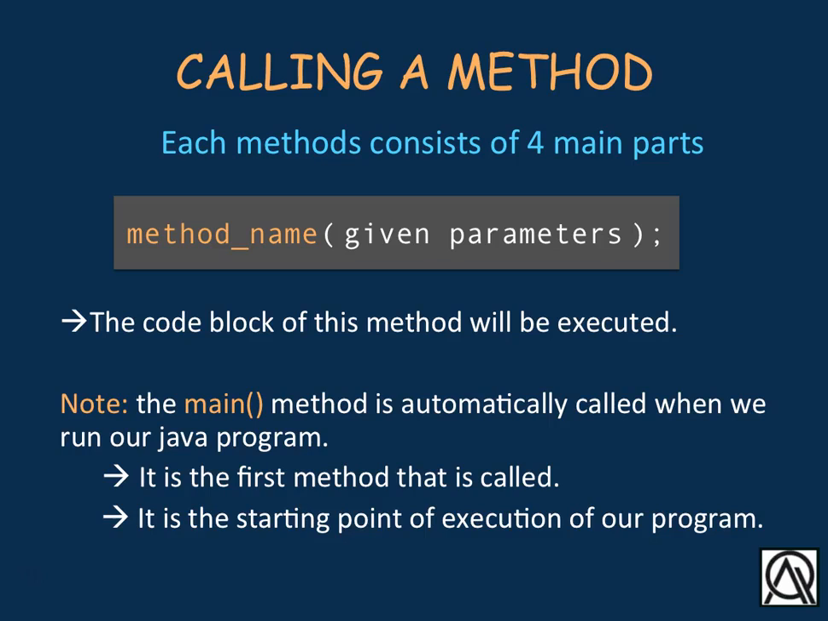The main method is automatically called when we run Java. The main method is very important and should exist in all Java programs. This method is called and used automatically. So the main method is the first method that is called and is the starting point for execution of our Java program. And we cannot have a Java program without a main method.